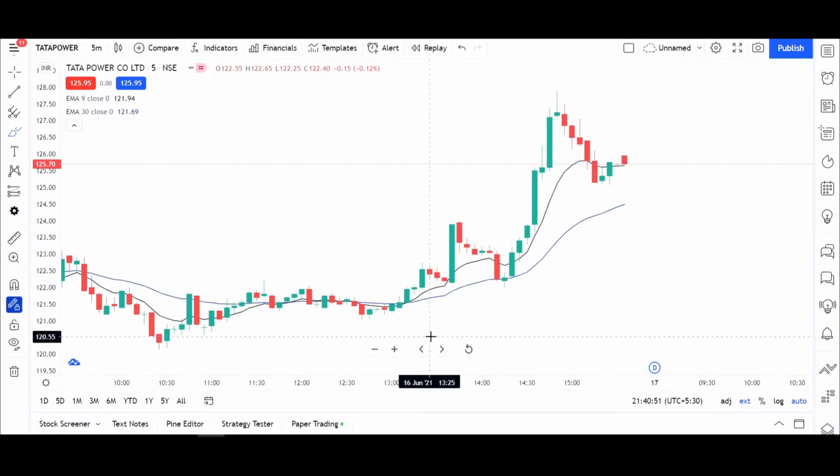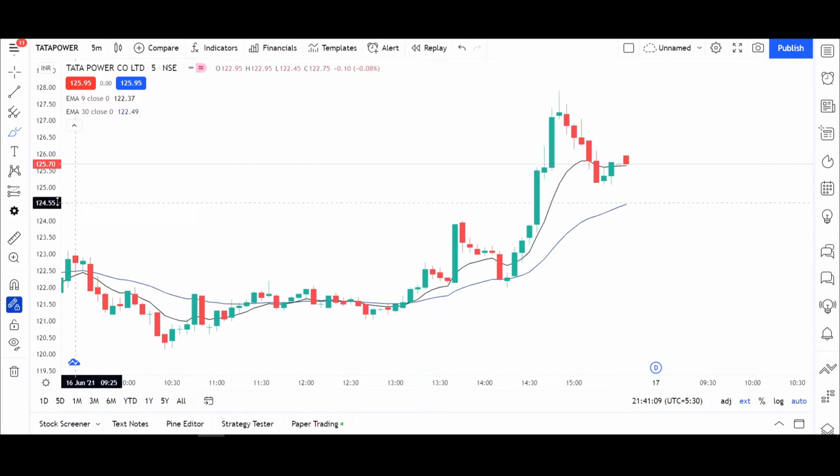Okay guys, so first I'll show you how you can take a bullish trade using the 9 and the 30 EMA crossover. So I have Tata Power on the 5-minute time frame, and this was one of the trades I took today and booked a 0.75% profit. So first, let's understand what is a buy signal.